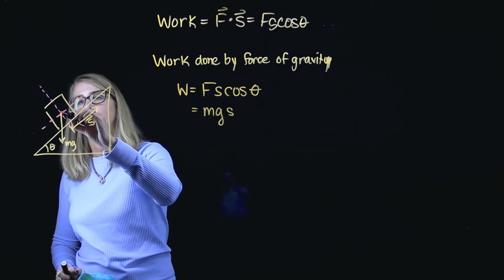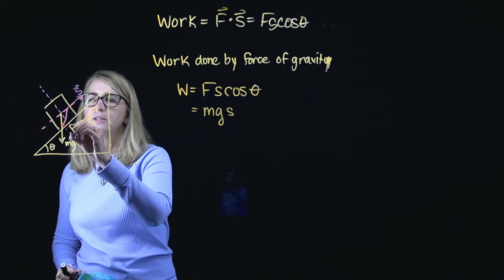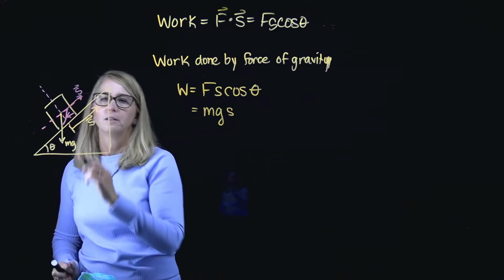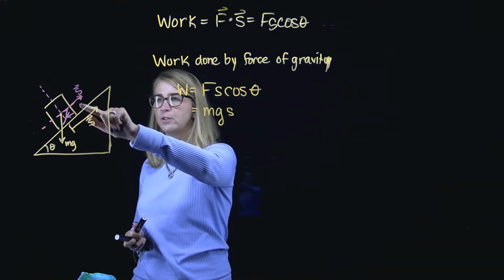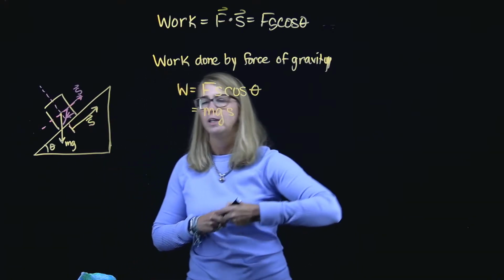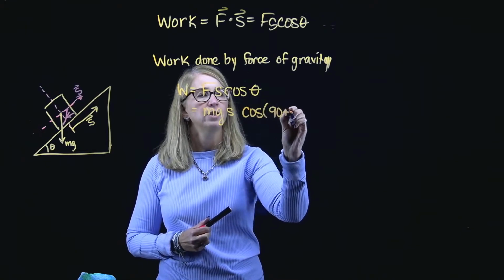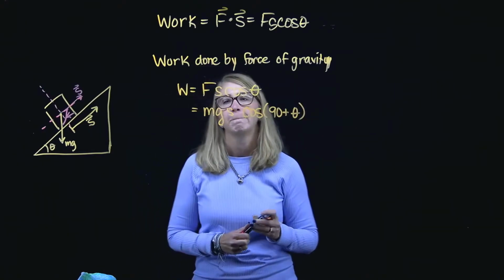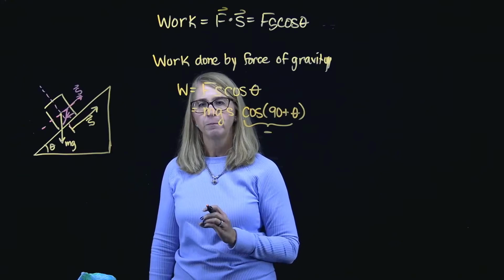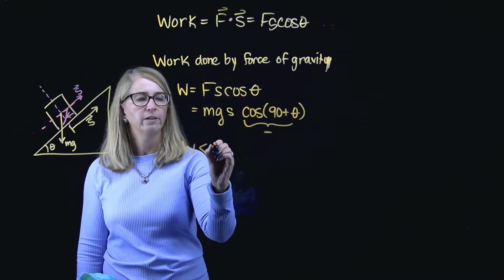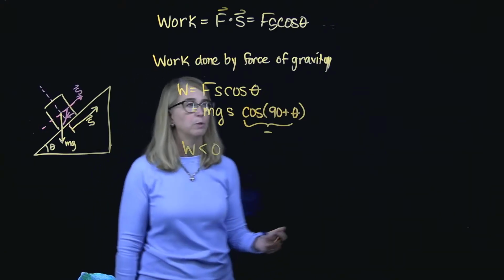And so if we think about the displacement being right here, we can visualize it there. Then this is the angle that we're interested in, that goes all the way from the positive x-axis down to where gravity acts. And so that ends up to be the cosine of 90 plus theta. And because this is going to be a negative answer, my work done by gravity is going to be negative as well.